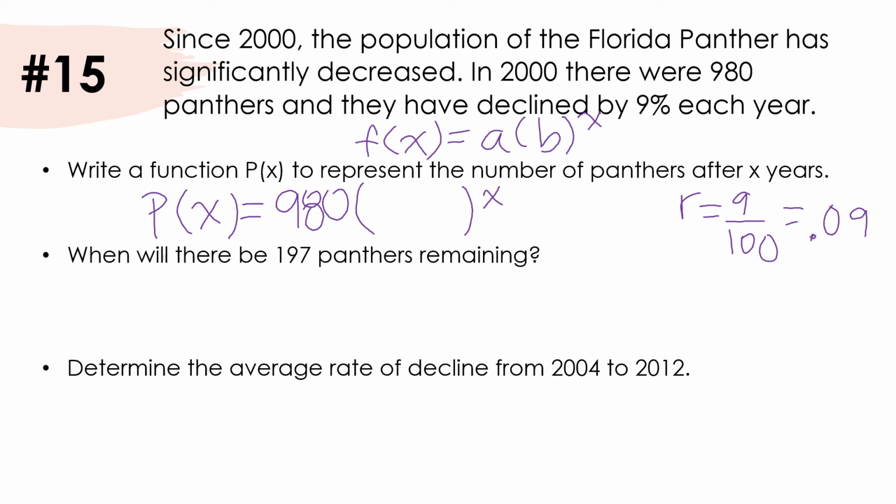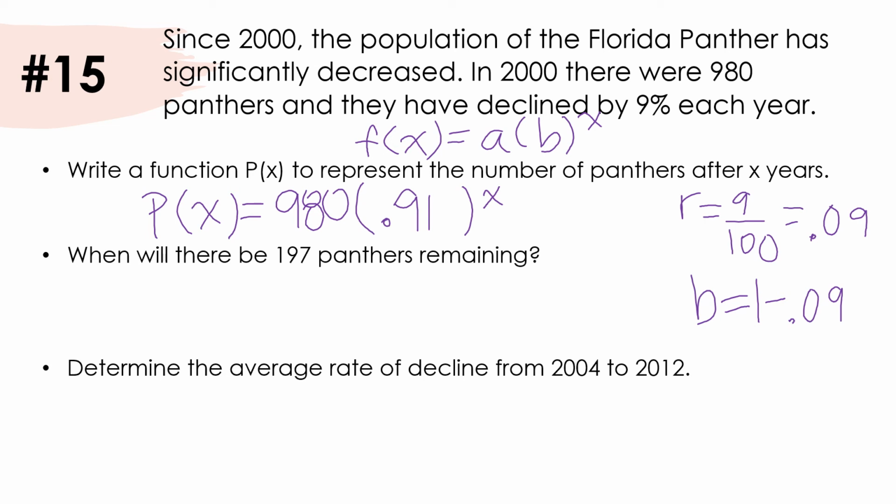The rate is not the base. So don't put 0.09 there. Otherwise, you're going to see that they decline very, very significantly. To find the base, you need to take 1 and subtract the rate. If this was growth, you would add the rate to 1. So that will be 0.91. So p of x equals 980 times 0.91 to the x would be the function.